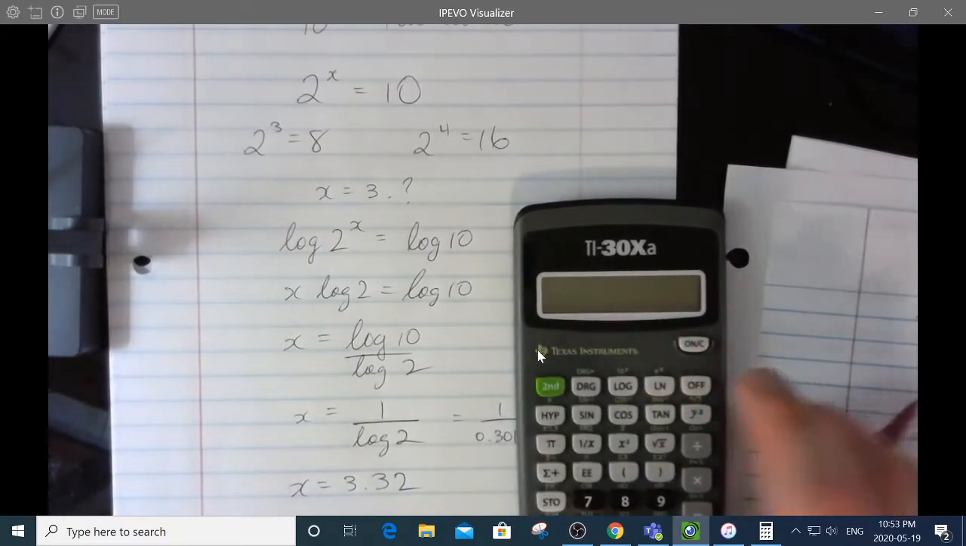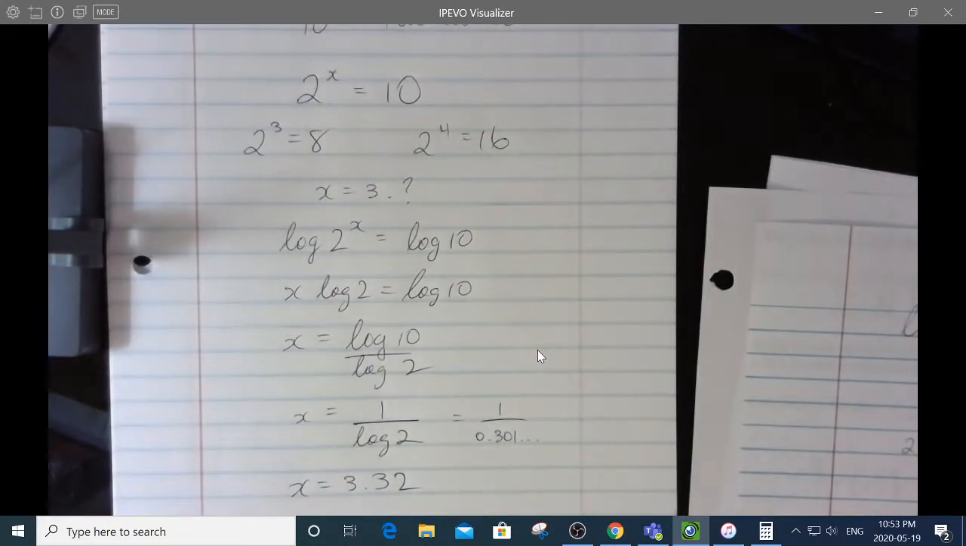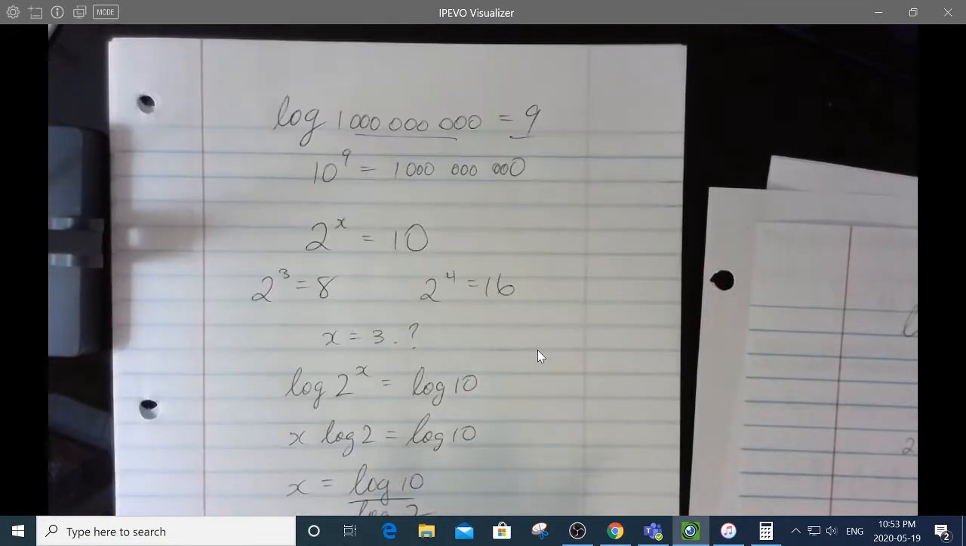So that's what logarithms are for. Now, of course, nowadays we certainly aren't scared of big numbers.